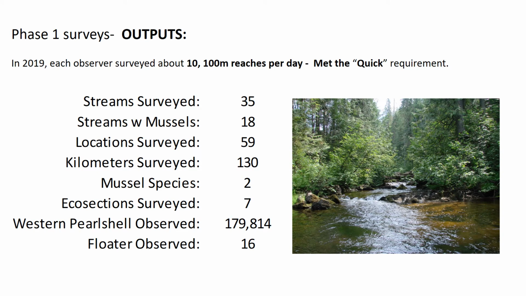This is an example of what a Phase 1 survey output can provide you. In 2019, each surveyor walked about 10 100-meter reaches per day, a kilometer, which is to say that it met our requirement for being quick. We surveyed 35 streams at 59 distinct locations, 130 kilometers surveyed. We saw just under 180,000 western pearl shells, and we found 2 species of mussels, western pearl shells and floaters.